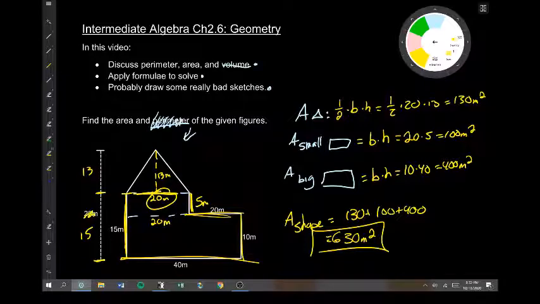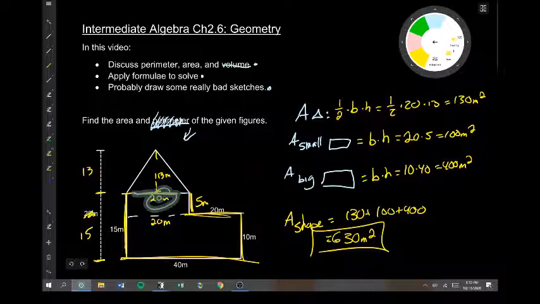Now we can't do the perimeter because we don't know this length and we don't know this length. However, if we knew one bit of detail, if we knew, say, that these were both the same, they're both length A, then we could find it. But we don't know that, so we can't.